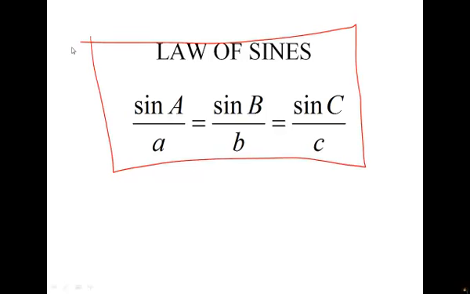I would box that in your paper, put some stars by it, maybe a few hearts, because that is what's going to carry us through this section. All that's saying is you can take the sine of an angle and put it over its opposite side, and that equals the sine of any other angle over its opposite side. There are three angles and three sides on a triangle. You can set up these proportions.